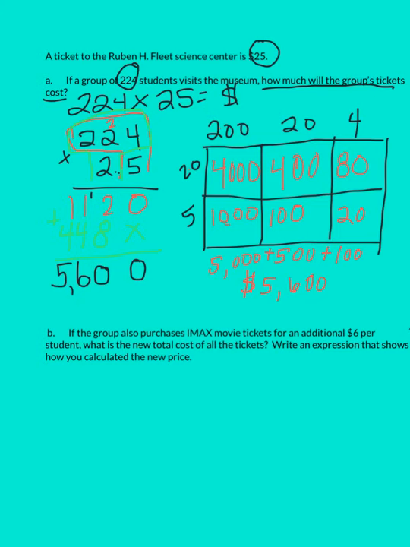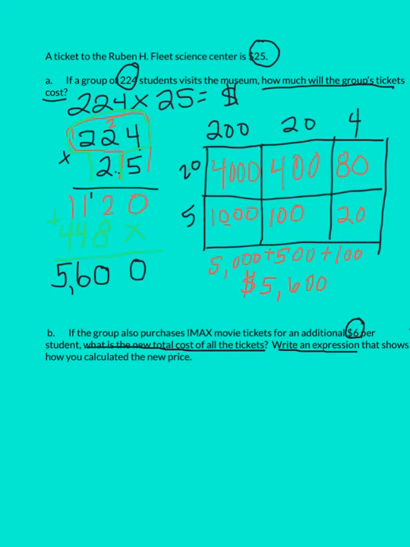Now, part B. If the group also purchases IMAX movie tickets for an additional $6 per student, what is the new total cost of the tickets? Write an expression that shows how you calculated the new price. All right, so we have the same amount of students, but we're adding $6 more per student. It says, what is the new total cost of all the tickets? And there's two things to do here. We also have to write an expression.